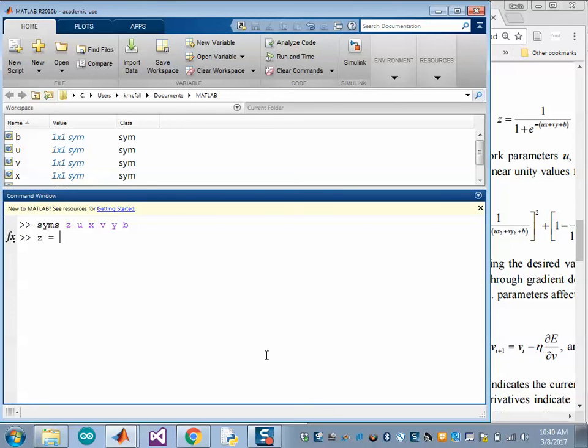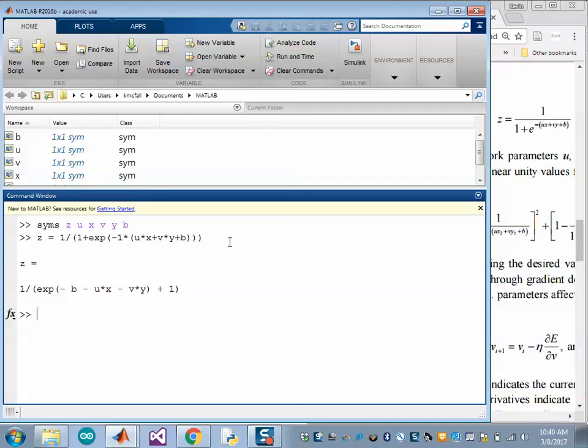And I'm going to say that z is equal to 1 divided by 1 plus the exponential of -1 times u times x plus v times y plus b. Okay? So I just copied over this equation. I made all the things in it symbolic variables. And I now typed in the equation. And so now I have z as that.